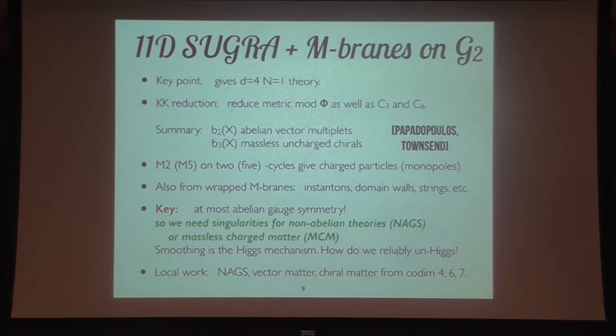So 11D supergravity and M2 branes on a G2 manifold, not a singular case. This is giving you a 4D N=1 theory, which is part of the reason why we're interested in it. So KK reduction.